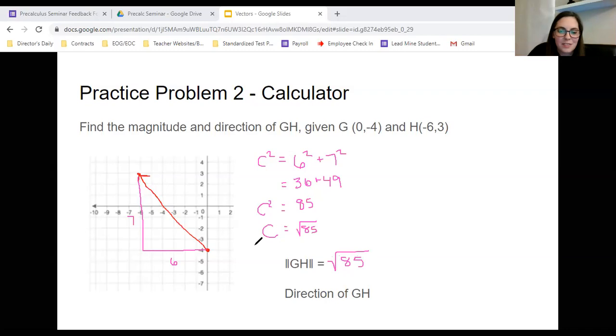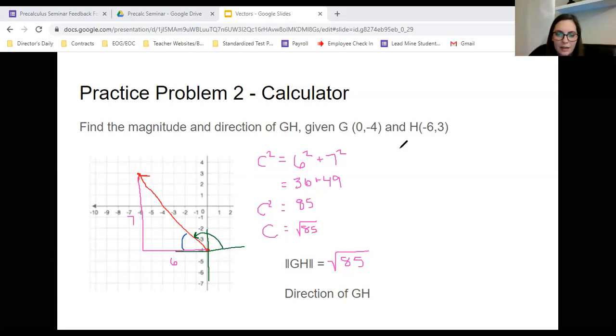And the other thing I need to do is find the direction of GH. Now this one's a little bit tricky because, again, direction is measured from the positive x-axis. So if I redraw my coordinate system here, so that my initial point is like my origin, the angle that I'm looking for is this angle right here. But if I use inverse tangent, I am going to be given this angle right here. So I'm going to have to do a little bit of extra work, but that's okay.